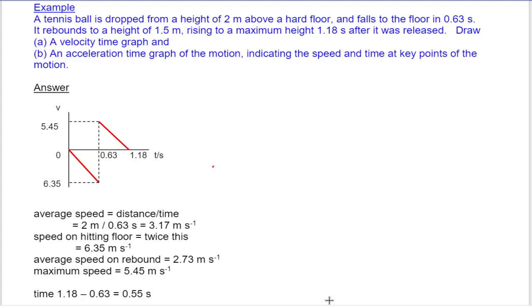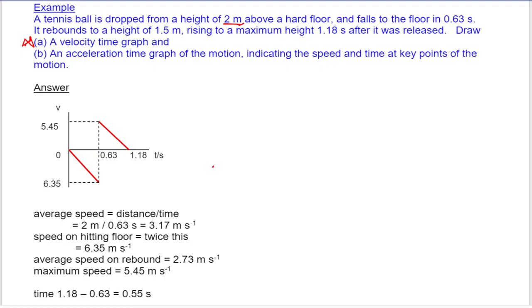Right, so I'm going to use the graph that's already drawn there just to show you how I arrived at these points on these figures, 5.45 and 6.35. Now, you've been asked in part A to draw the velocity time graph. So we know that the area under a velocity time graph gives you the total distance moved. So for the first part of the journey, it travels a distance of 2 meters.